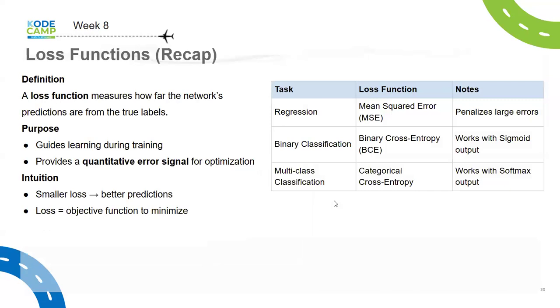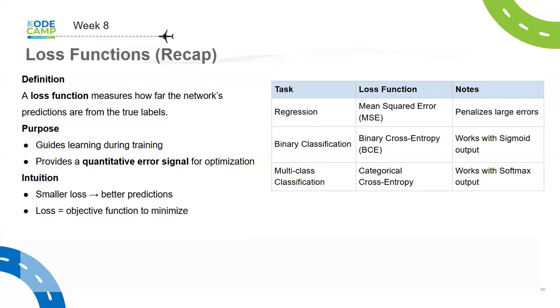Okay, so let's look at a bit of a recap of loss functions. This is not different from what we have already looked at when we're talking about loss functions. Loss functions are basically a way to calculate how far your network's predictions are from the true values or the true labels. So it's the same as any other training that we have done before. The purpose is to guide learning during training. It provides a quantitative error signal, which you use for optimization and training.